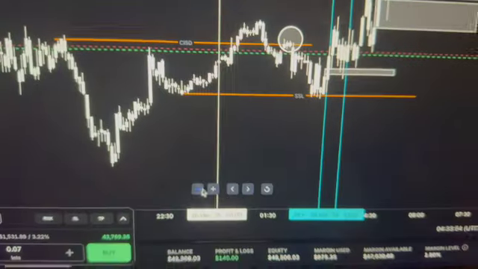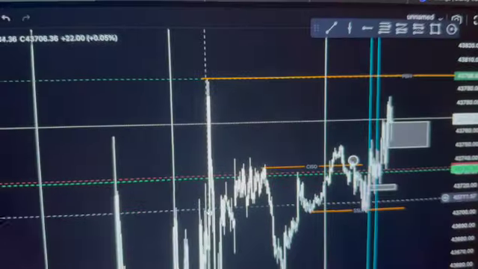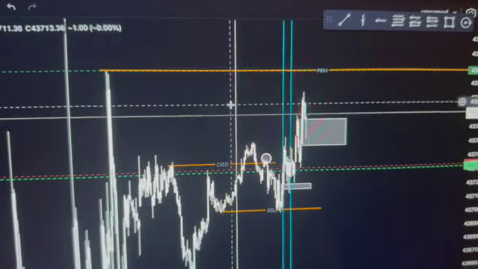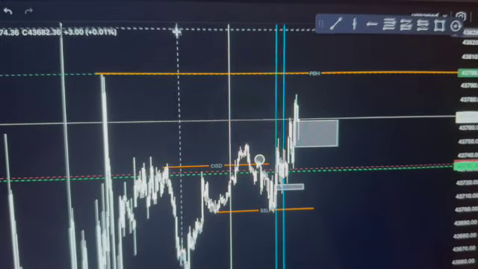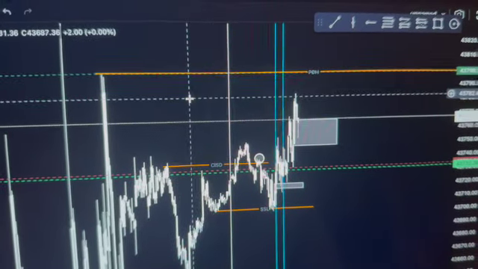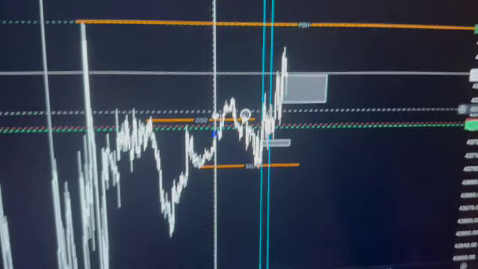And then what am I aiming for? Right here, previous day's high. I did change it to higher, but I modified it and put it back. I was like, let me not be greedy, you know what I'm saying? Let me just get out.